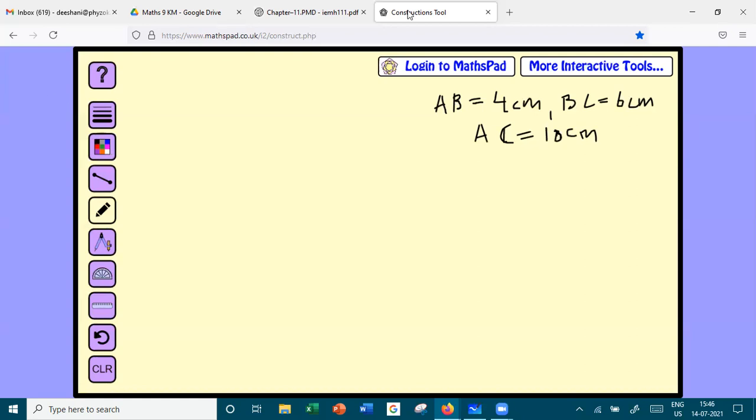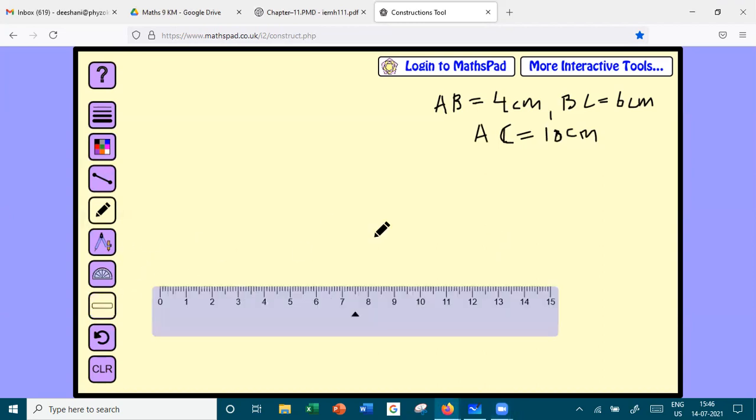Ma'am, first we'll take the base. So I've taken the base as AC, 10 centimeter. Then we'll take the radius as 4 centimeter, keep the pointer at A and cut an arc, and then change the radius to 6, keep it at point C and cut an arc, and then we'll join, and that point will be B. Excellent, awesome. Very good, Samruddhi. Yes, so that's the perfect thing.